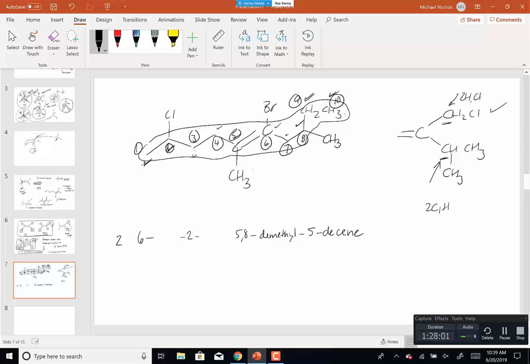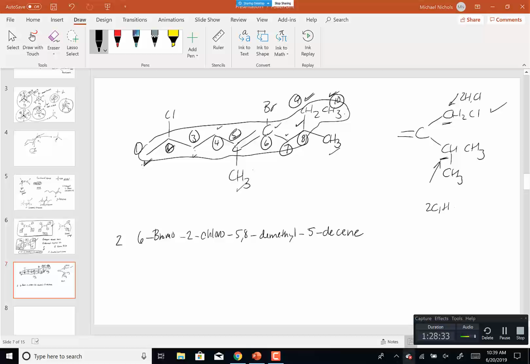Okay, so then that gives us what? I erased it. A 6-bromo and a 2-chloro, then a 5,8-dimethyl, 5-decene or dec-5-ene, either one. And then you always have to go back and remember the double bond.